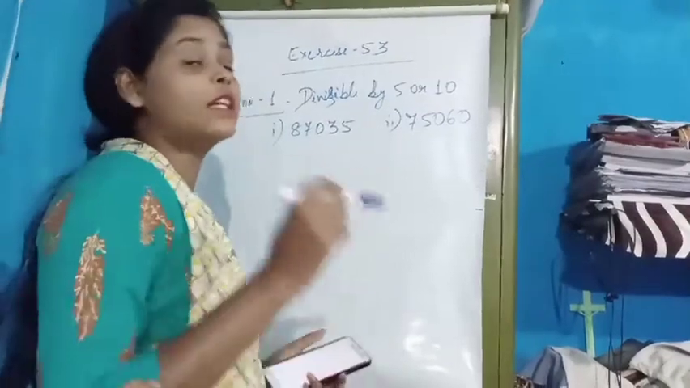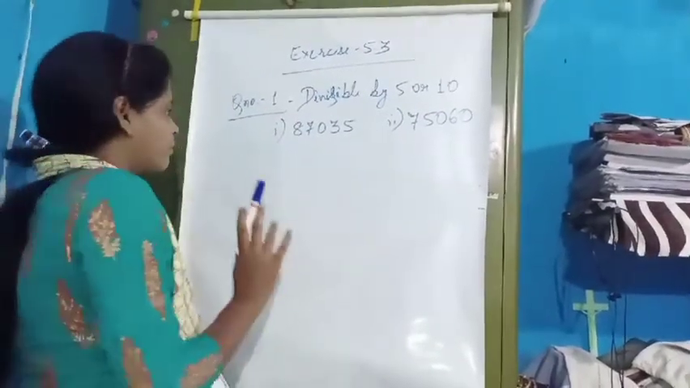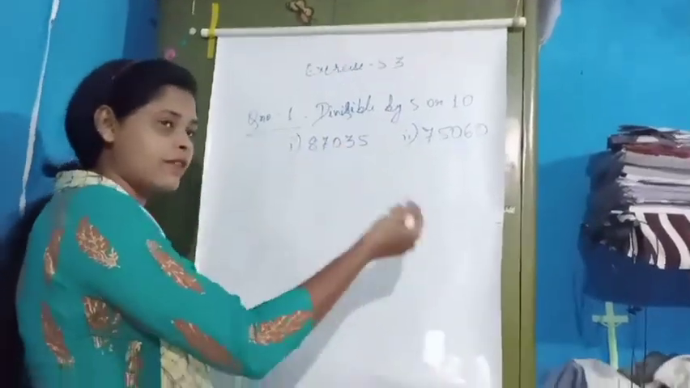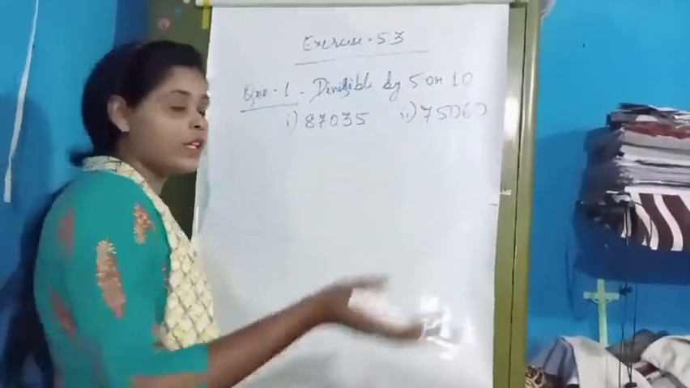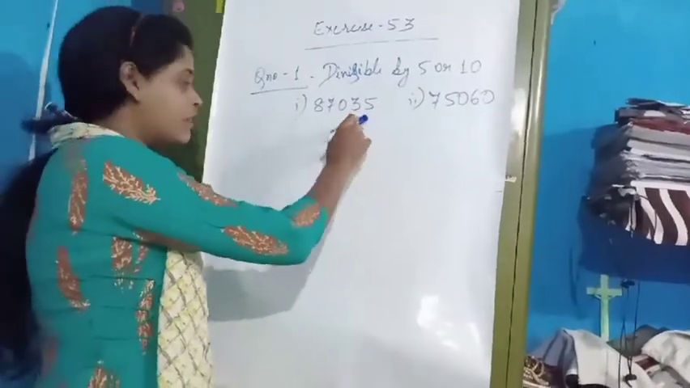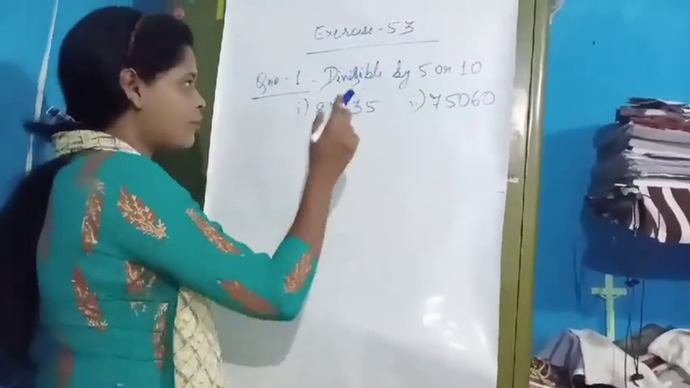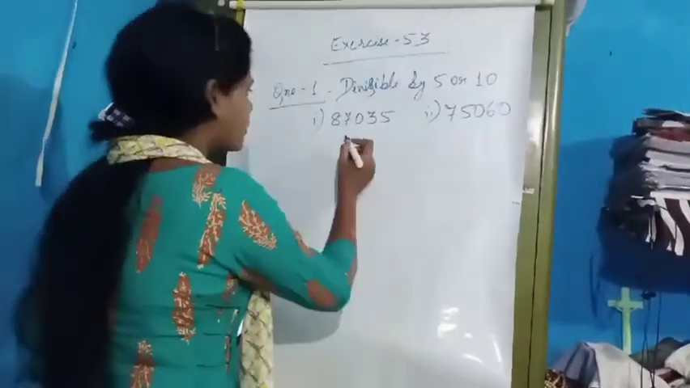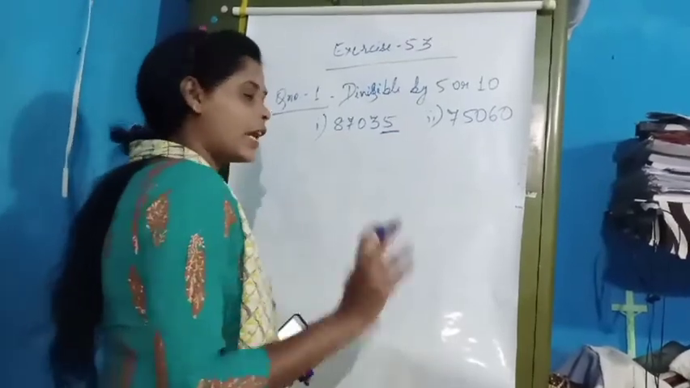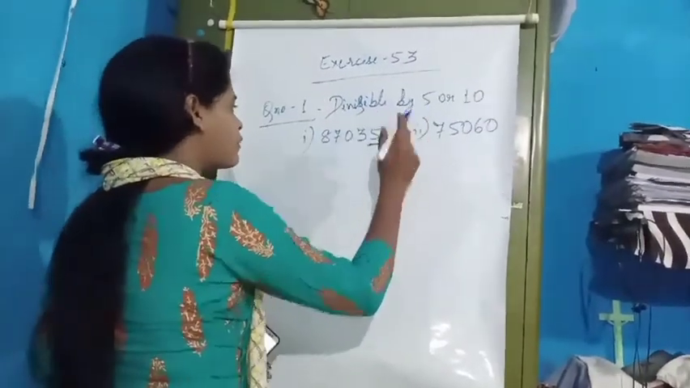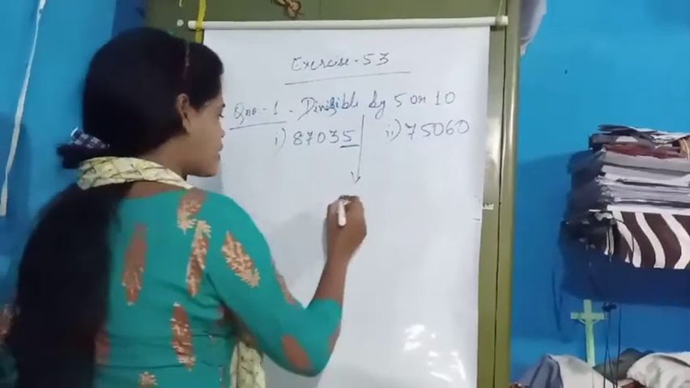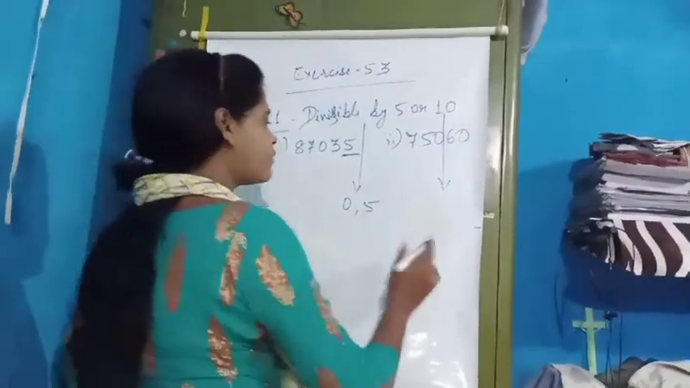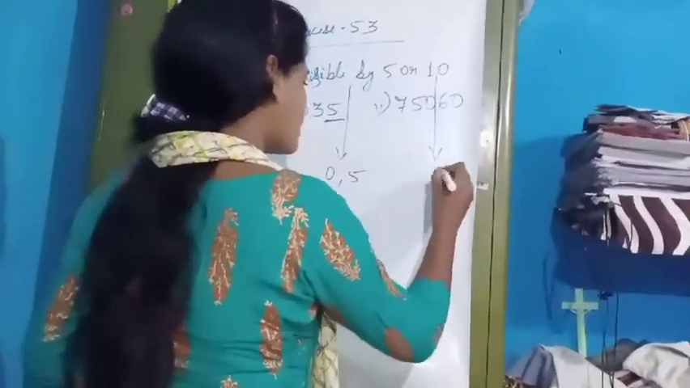I told you that you will judge whether the numbers are divisible by 2, 5 or 10. How are you going to tell? By seeing the last digit of the number. I told you that for divisibility by 5 you will test if the last digit is 0 or 5. And for divisibility by 10 you will test if the last digit, that is the units digit, is 0.